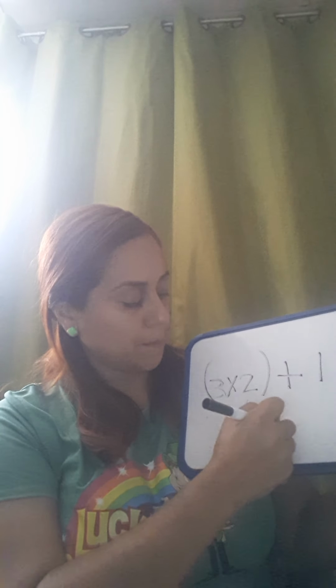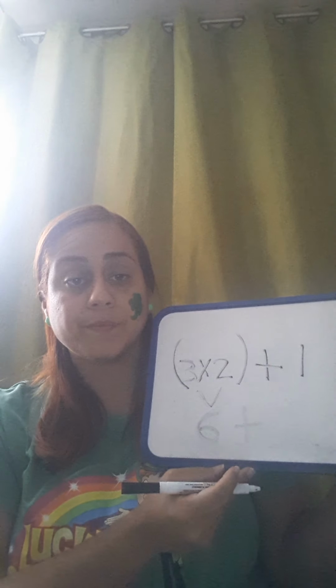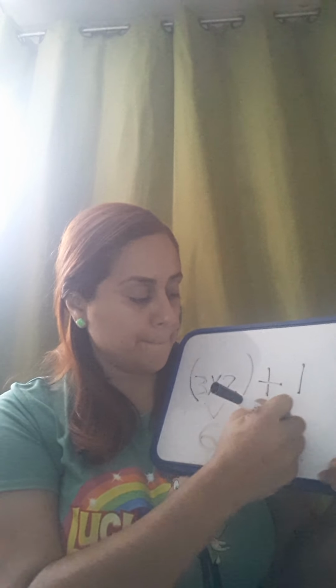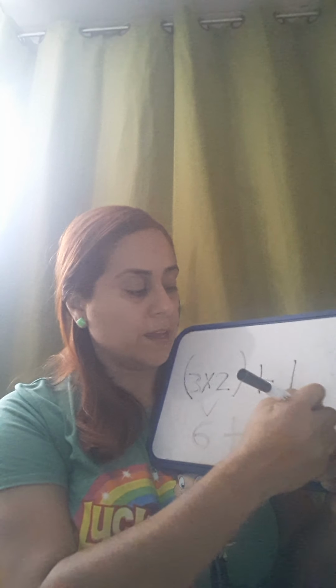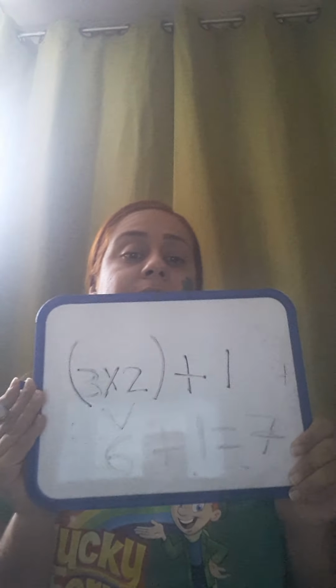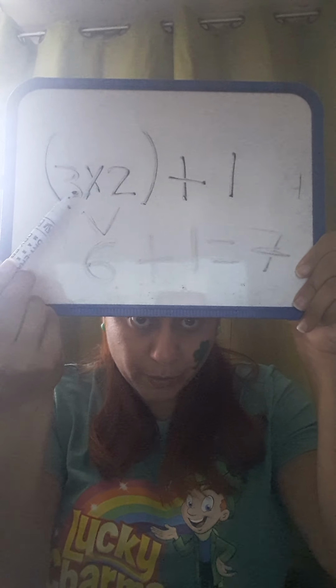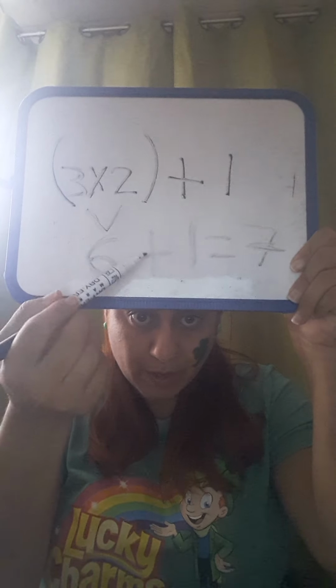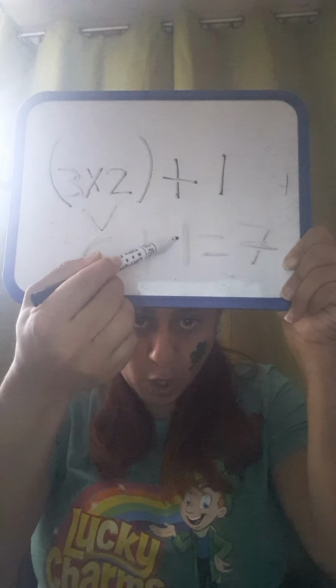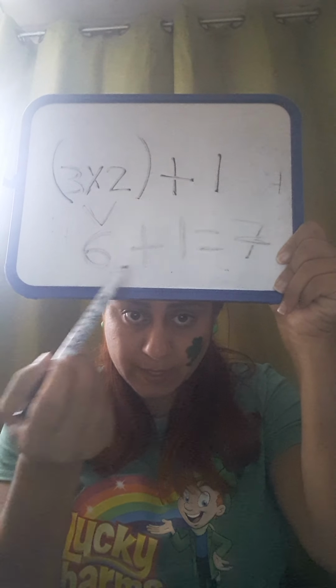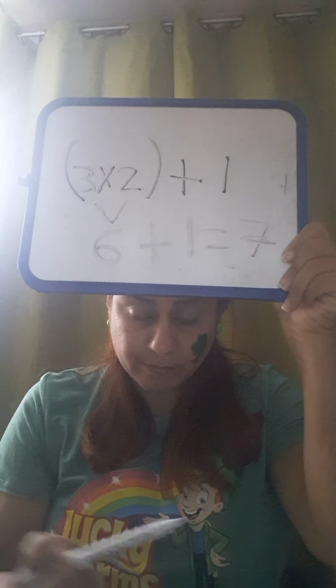Plus how much? We lower the 1. 7 in total. Okay, so 3 times 2, 6, plus 1. Now make the expression or add it. 6 plus 1 is 7.